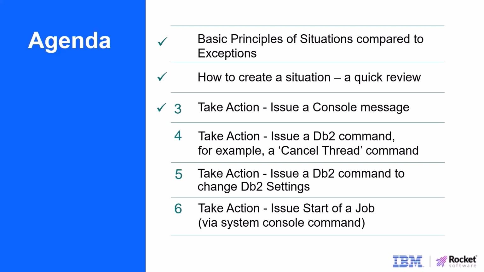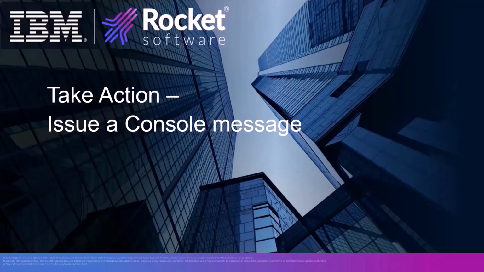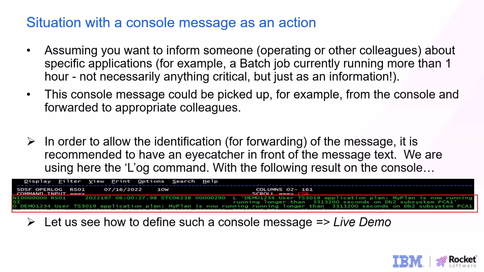Some of those use cases are based on questions and discussions with customers who asked how to best manage certain situations. Here I will repeat the first one, issue a console message, which we have shortly discussed in the first video session. But now we will show this in a live demo, as we will do for most of the other use cases. We also already have seen this slide in the first session. A customer asked, how can we inform other colleagues about any non-critical situations? Just the fact that a specific batch program or connection is running for a longer time, for example 1 hour. The message should include the plan name, the user ID and the subsystem ID.